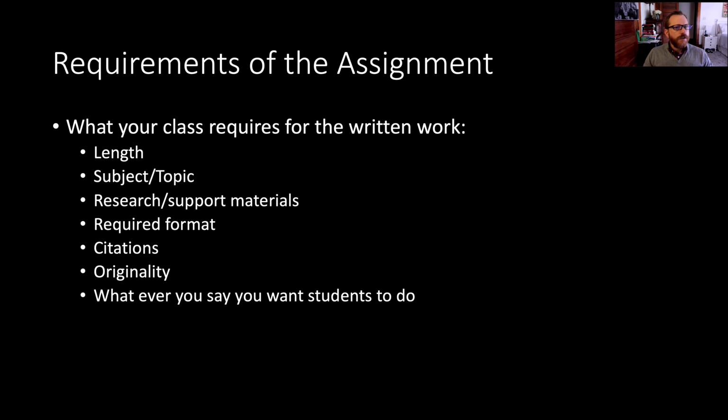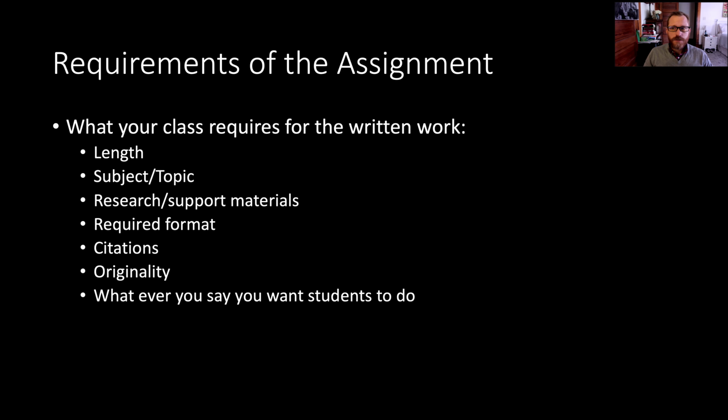The third element is the requirements of the assignment. This is what your class requires for the written work. It could be, you want a paper of 500 words, 1,000 words. It could be the subject and topic choice. It could be the research and support materials. Do you require academic sources? Do you ask the student to cite in MLA or APA? That's the required format. What citations or acknowledgement of other sources are needed, if any?